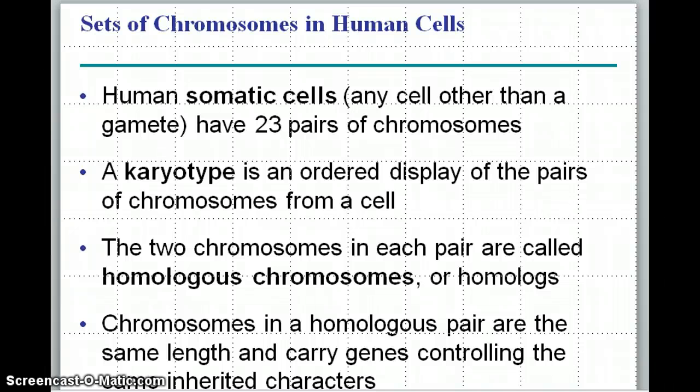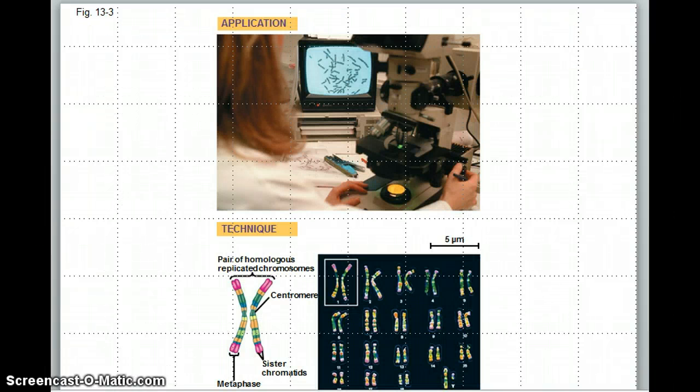Chromosomes in this homologous pair, like I said, same length. They carry the same genes controlling the same inherited characteristics. They even stain the same way. So when you are creating your karyotype, each homolog stains the same as its pair, your pair of chromosomes stain the same as each other. Okay? Here, in your research method, this is showing how a karyotype is made.